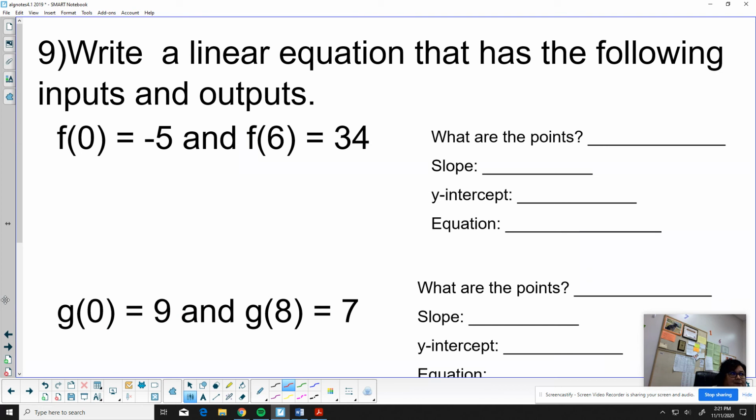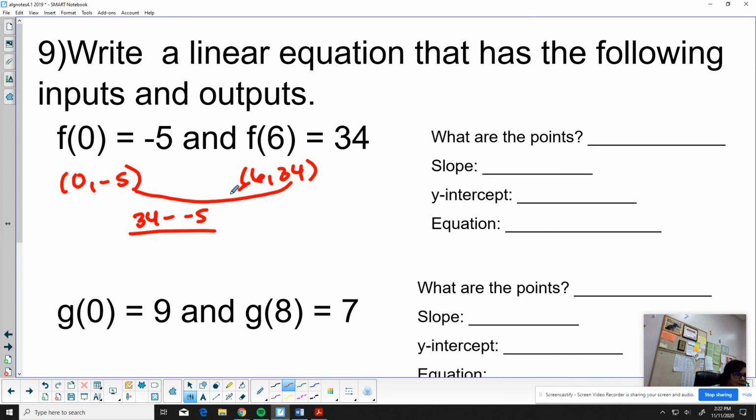Okay, these are the same thing. They're not any different. They're just written funny. They're written in function notation. But this point right here is just 0, negative 5, and this point right here is 6, 34. These are done the exact same way, they're just written weird. So if I find the slope, I would do 34 minus negative 5 and 6 minus 0. So this is 39 over 6, and that simplifies to 13 over 2.